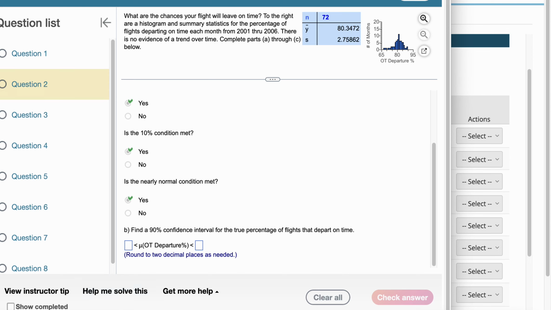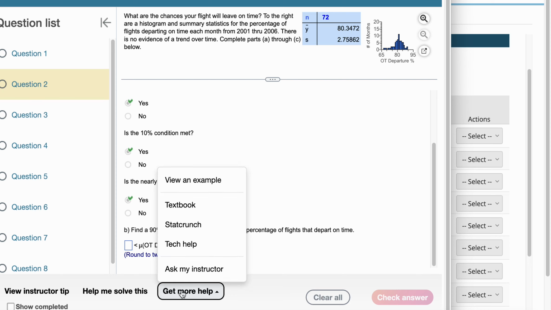Well, I know once we get into StatCrunch, they're going to ask us for some of those summary stats. So I'm going to jot down n is 72, the sample mean is 80.3472, and the sample standard deviation is 2.75862. Now, since they want this rounded to 2 decimal places, I'm not going to be stingy with decimals. I'm going to enter everything I have.